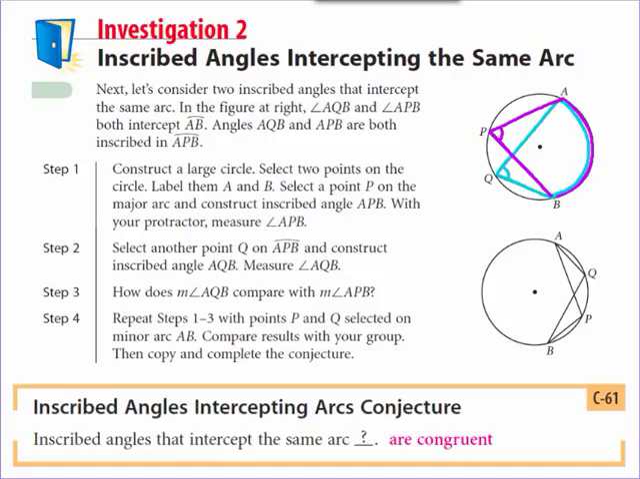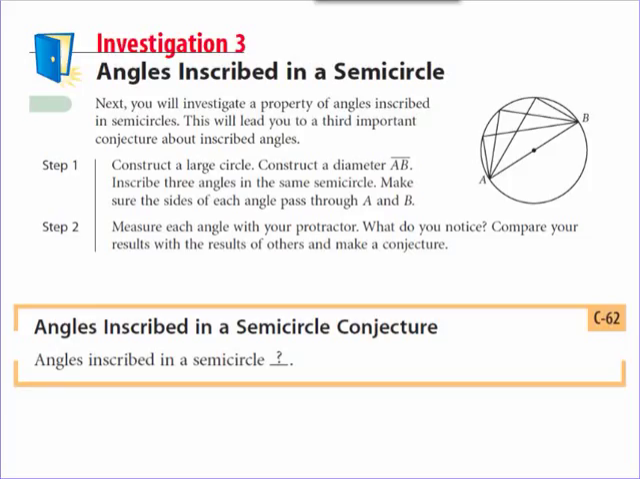Moving on to investigation 3. Notice what this is: angles inscribed in a semicircle. So let's think about that, in a semicircle. Specifically, I'm just going to pick one of them and highlight it. There's my first angle that's inscribed in a semicircle. Let's think about that. What do you think this measure is going to be? What? 90. Why 90?